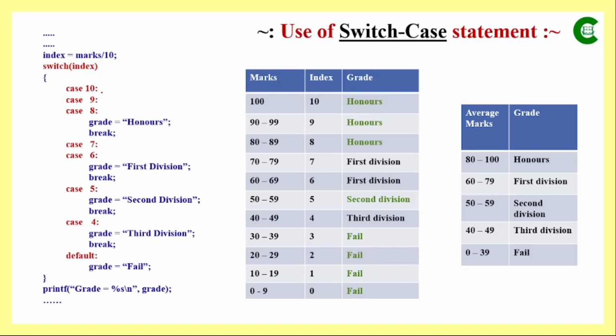Now here we can see that against the first case, where the value is 10, we don't have any executable statement mentioned. That is, as I said, an empty case. If the control finds an empty case, it will go to the next case. Again the next case is also empty, so control will go to the next case, case 8, and whatever statement is mentioned here will be mapped with the empty cases. So whether the index value is 10, 9 or 8, the grade provided will always be honors. That is the logic of the empty case.